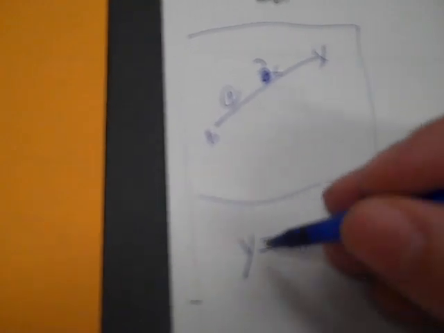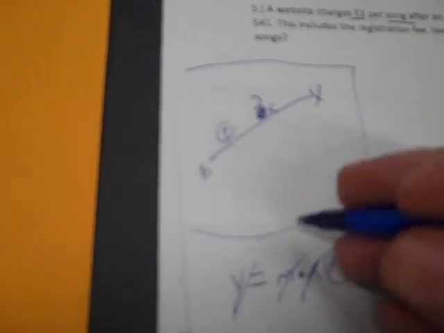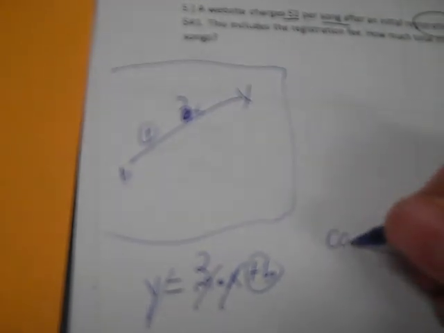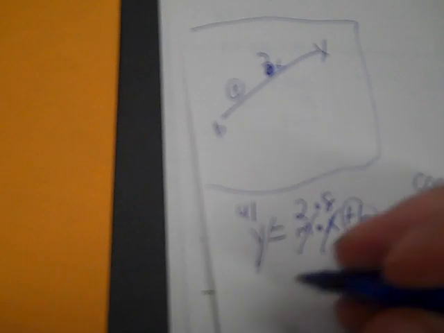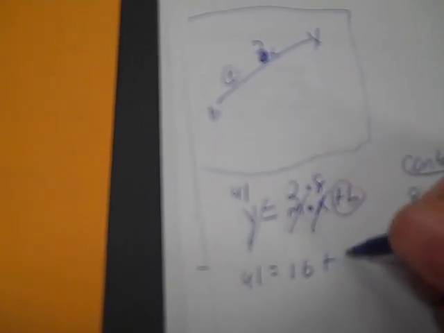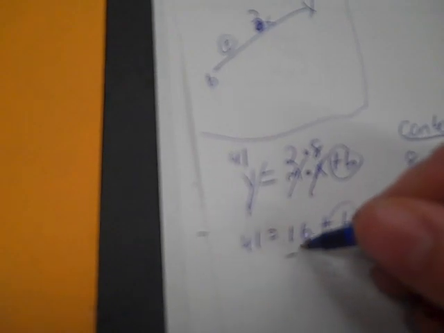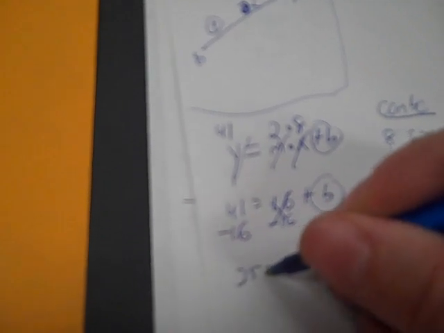Y equals M times X plus B. Okay, so the M is 2, and then for the M and the X, we need the combo. And we have it. We know that 8 songs cost a total of $41. So songs is X, and money's Y. So Y is replaced with 41, and then 2 times 8 is 16. 41 equals 16 plus B. I unadd the 16 by subtracting it. And 41 minus 16 is 25. 25 equals B.